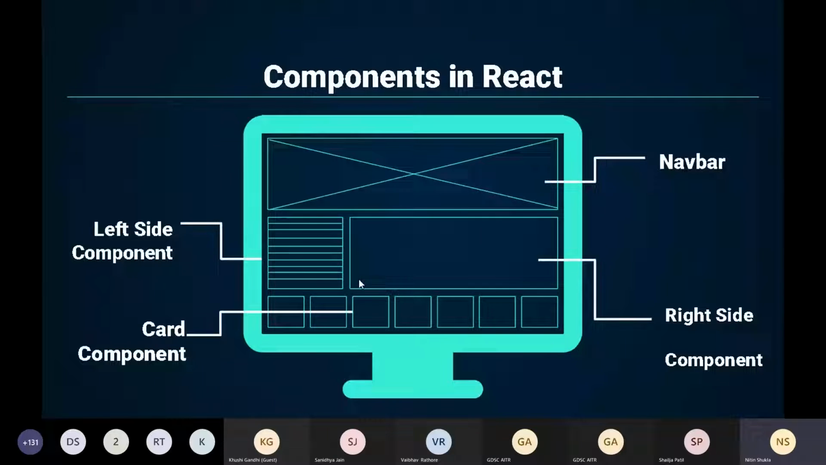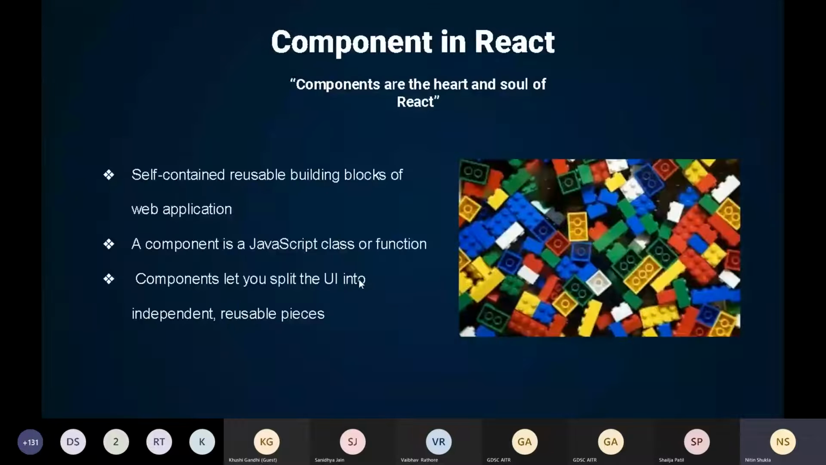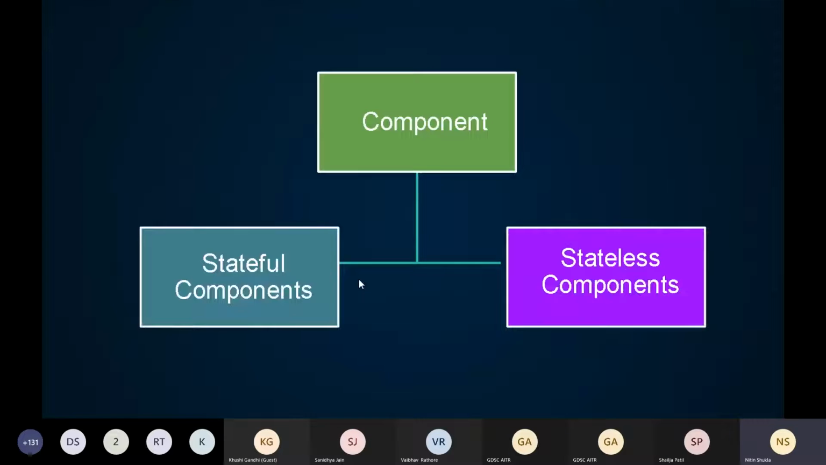Okay, so components, ठीक है, होता है, but what is actually a component? So basically a component is like some part of the code which helps us to create UI, reusable UI. Like we can create one component, and then we can use it at different places. Okay, so it is like the building blocks of a web application. So there are two types of components: stateful component and stateless component.